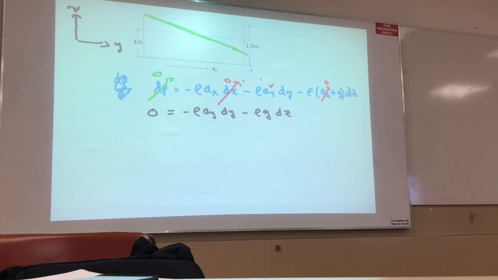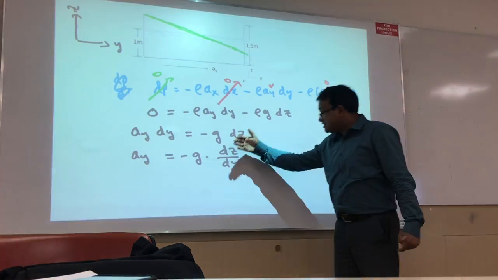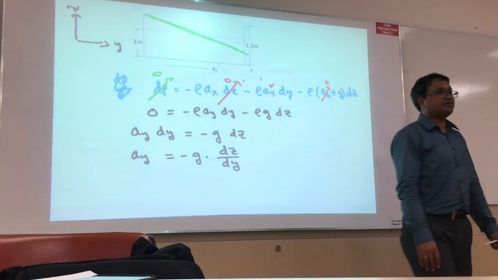Now I have to find AY. So what can I do? I can say rho cancels, right? I can write AY dy is equivalent to minus G dz. Am I right? So I can write AY becomes minus G times dz by dy. Done. This is the answer. But you have to find the value of dz by dy. What is dz by dy?